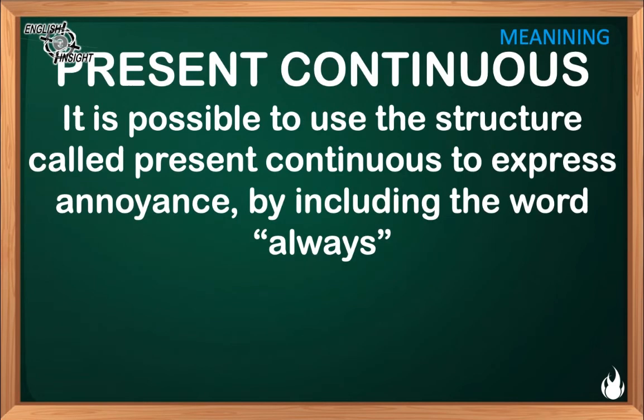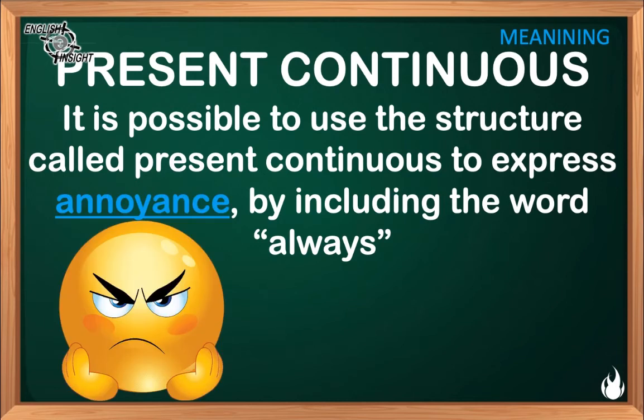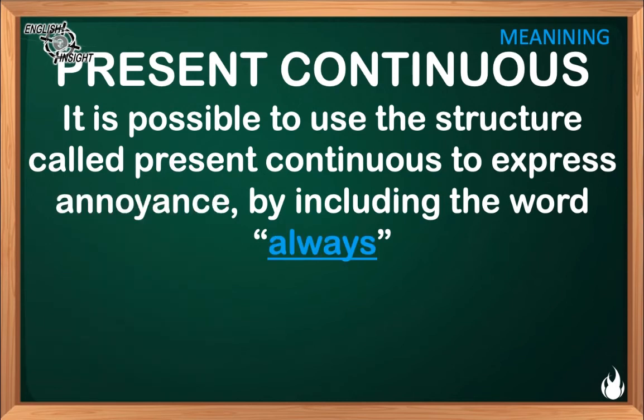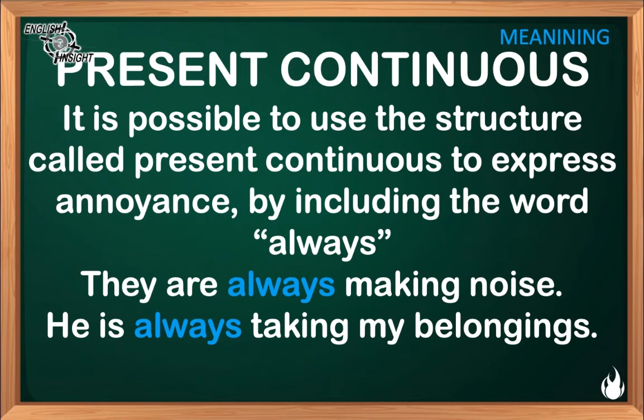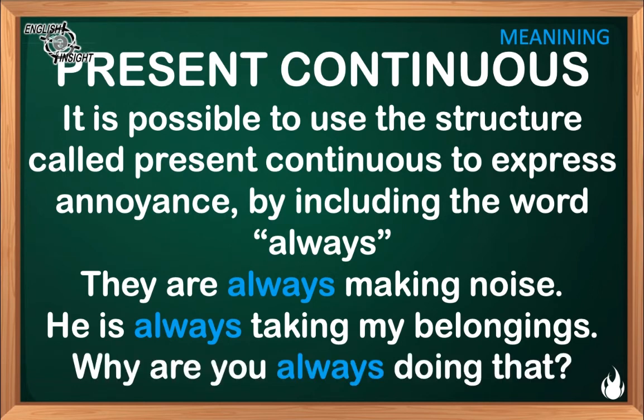It is possible to use this structure called present continuous to express annoyance by including the word always. For example, they are always making noises. He is always taking my belongings. Why are you always doing that?